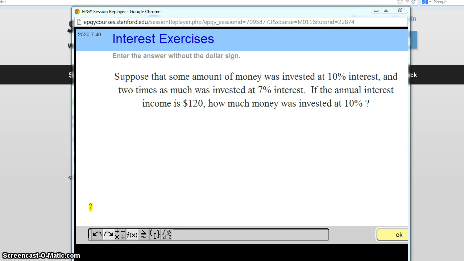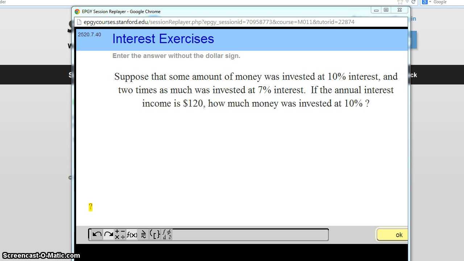Okay, so this is an interest rate problem, and you have to convert this word problem into an equation you can solve, and then solve for your variable, let's call it x. So what will our x be? Well, it says how much money was invested at 10%. So I'm going to say the amount of money invested at 10% is our x.